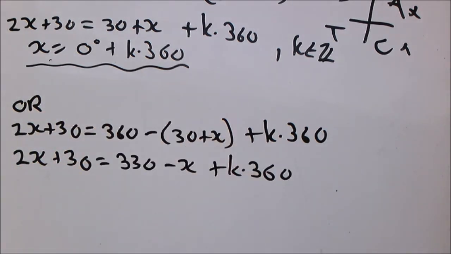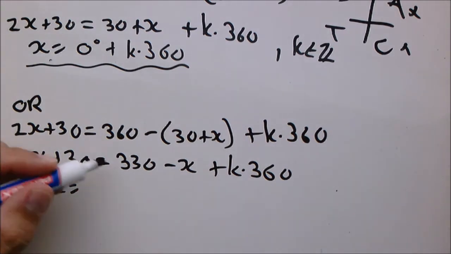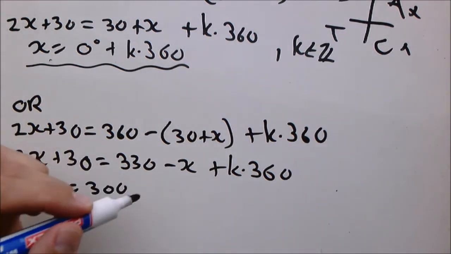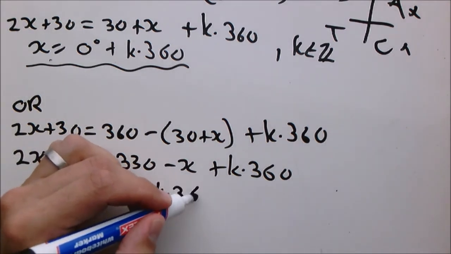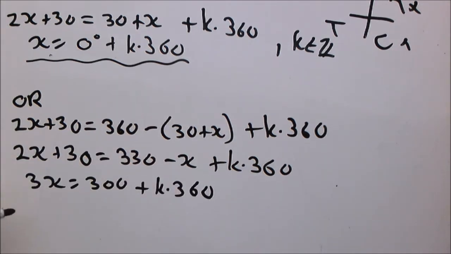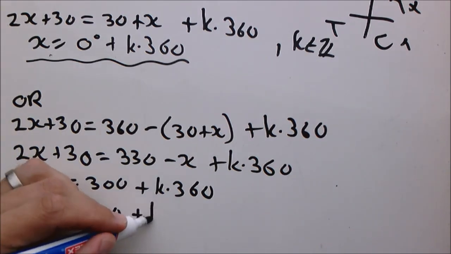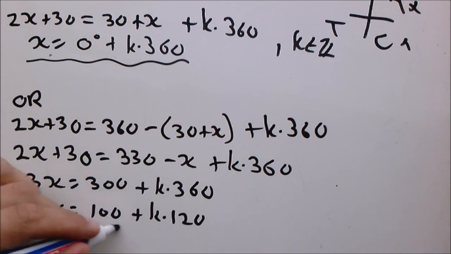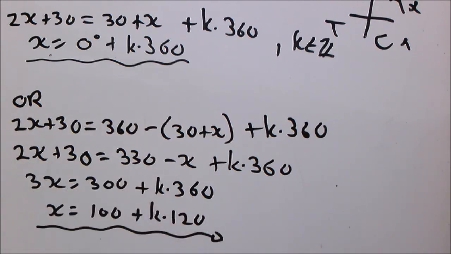Then from here on the x goes across, the left hand side becomes a 3x. The 330 minus 30 becomes 300 plus k 360. Now we divide by 3 on both sides, so the left hand side becomes an x, the right hand side becomes 100 plus k 120. And remember, this first expression, the 0, you just use it as is when you work towards a specific solution, just like you would have with any other angle. So that's it. That's the final solution to this equation.